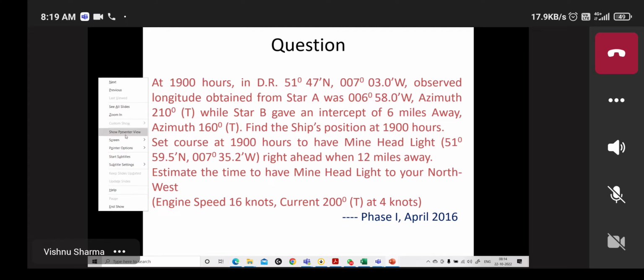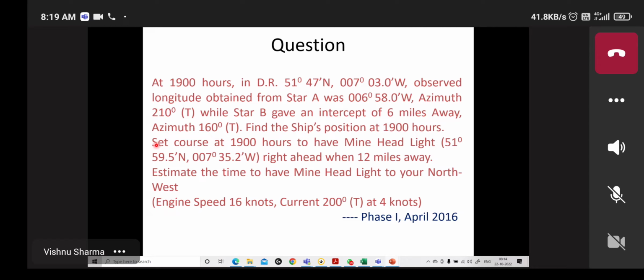Set course at 1900 hours to have mine headlight right ahead when 12 miles away. Estimate the time to have mine headlight to your northwest. Okay, so what was it? Is it not similar to that? Guys, is it not similar? Yes, sir. Similar, sir. So then why did you have a problem, beta?